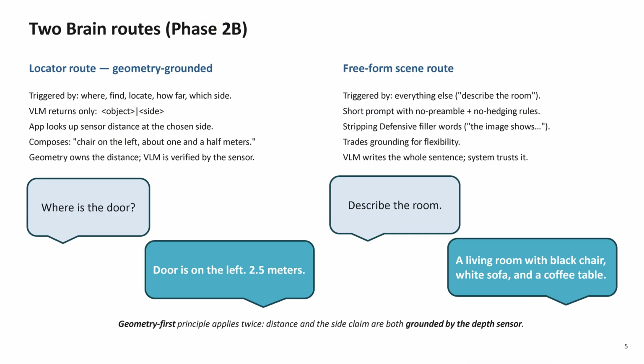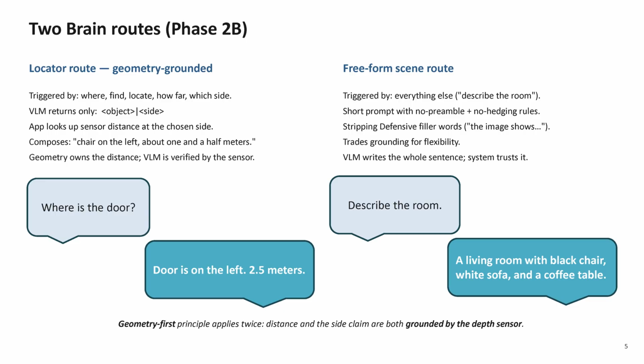The brain has 2 modes, and choosing between them is honestly one of the most interesting design calls in the whole project. If the user asks directional questions like where or how far, for example, where's the door, how to find the sofa, how far is the table, I use the locator mode. I force the model to return just two things: what the object is and which side it's on, left, center, or right. Then I go back to the depth sensor, read the actual distance, and stitch the sentence together. So the end result would be chair on the left, about 1.5 meters.